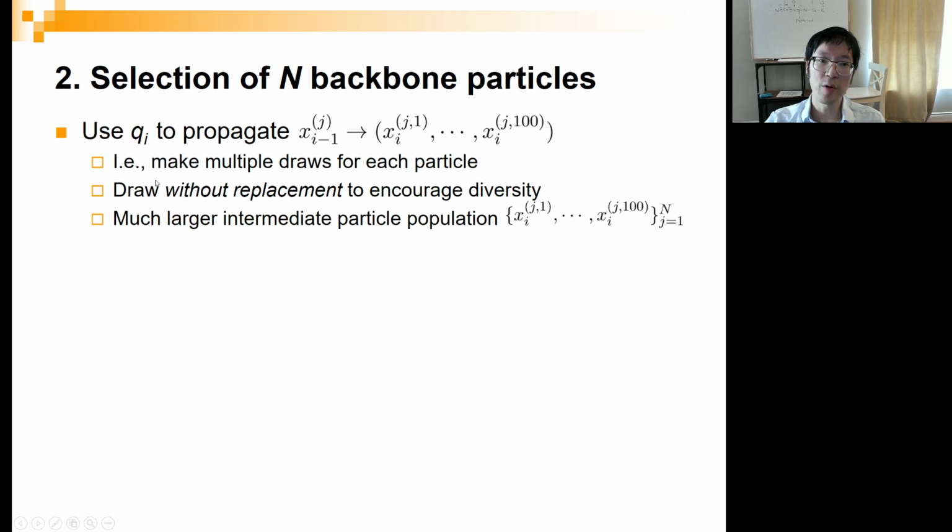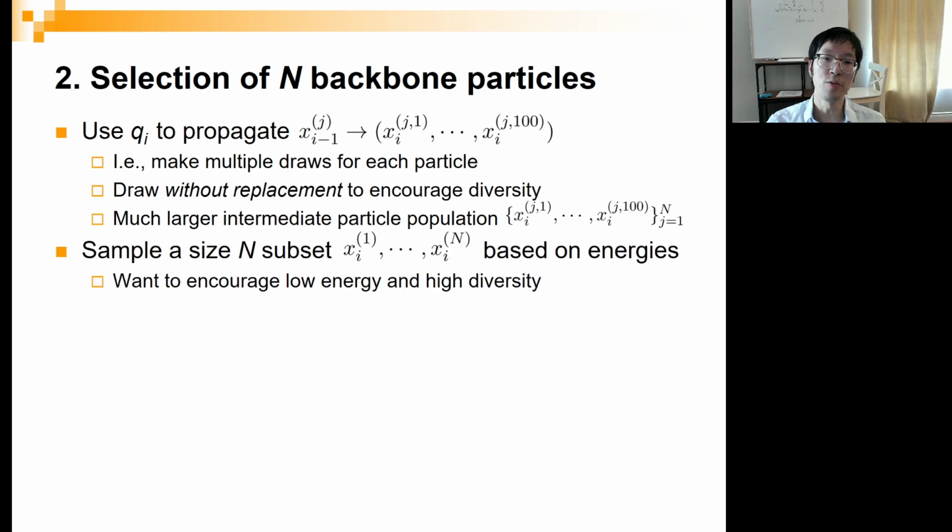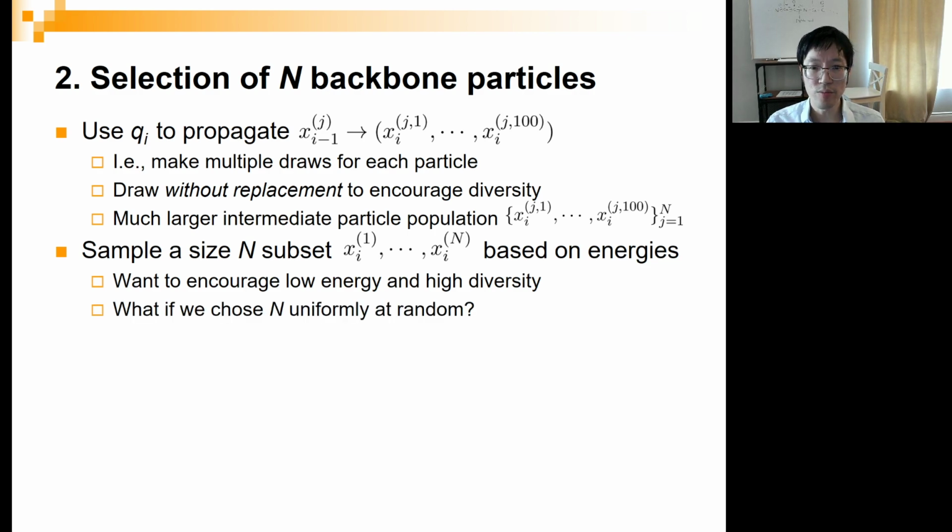Once we have these particles, the key idea is we want to keep the most promising ones, in particular the low energy ones. So we downsample based on the energy function such that we achieve two twin objectives: they have both low energy and high diversity, in the sense that we're not generating the same protein conformation many times. We want the conformations to be distinct.